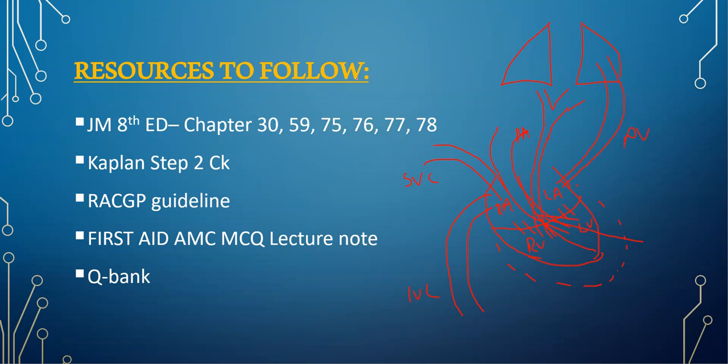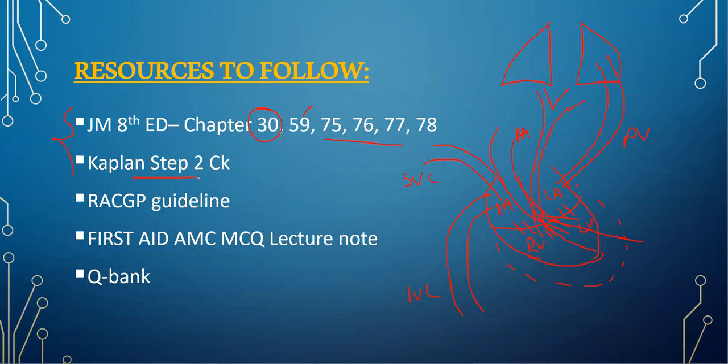So for cardiology, what are the resources that we are supposed to follow? First of all, mainly when we take these sessions, we follow JM 8th edition and Kaplan Step 2 CK. So John Murtagh is the first thing that we are supposed to follow. With that, we always take some help from the Kaplan Step 2 CK book. For JM, these are the chapters which we are going to follow for your cardiology preparation: chapters 30, 59, 75, then up to 78. The most important is chapter 30, which is the chest pain chapter, and others include palpitations, heart failure, cardiovascular disease, and dyslipidemia.